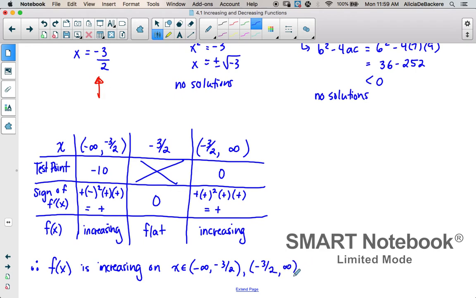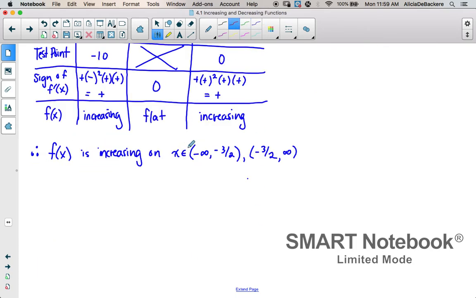So a couple notes on communication. You don't have to include the X belongs to, that's fine. You can use a comma here or a union symbol, that's fine. And then just a note, this here, going from negative infinity, pausing at -3/2, and then restarting, this is not the same as negative infinity to positive infinity. We are not including -3/2 here, so that's important that you know that these things are not the same. All right, I'm going to pause the video here and then we'll finish up the last example.